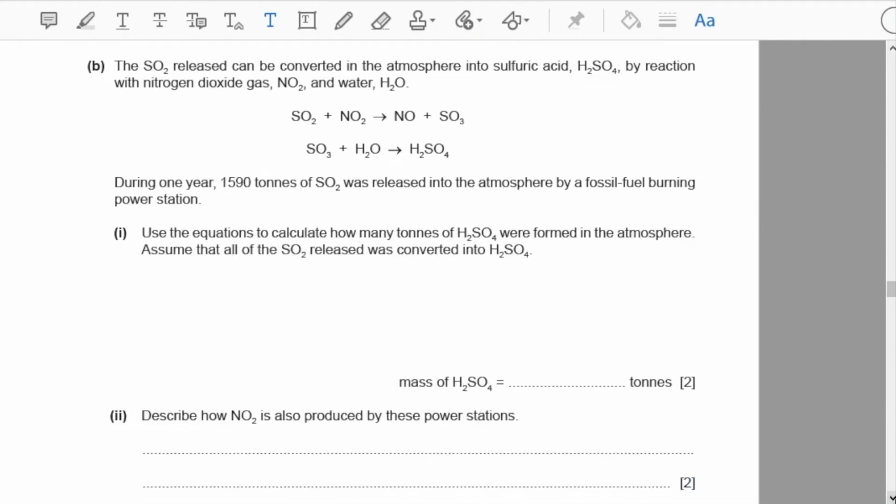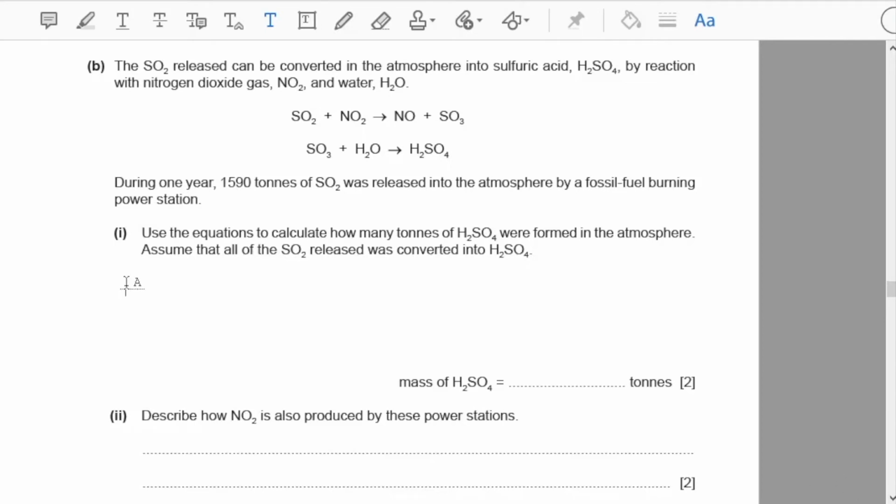Part B, the sulfur dioxide released can be converted in the atmosphere into sulfuric acid by reaction with nitrogen dioxide gas and water. During 1 year, 1590 tons of sulfur dioxide was released into the atmosphere by a fossil fuel burning power station. Part 1, use the equations to calculate how many tons of sulfuric acid were formed in the atmosphere. Assume that all of the sulfur dioxide released was converted into sulfuric acid. So the first step is to convert 1590 tons to grams.